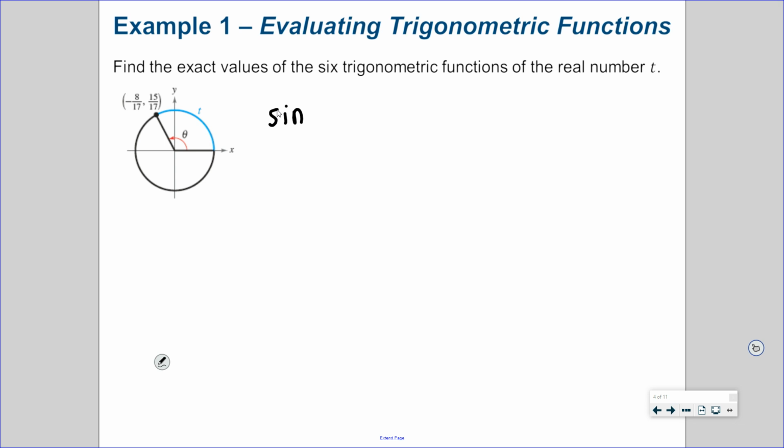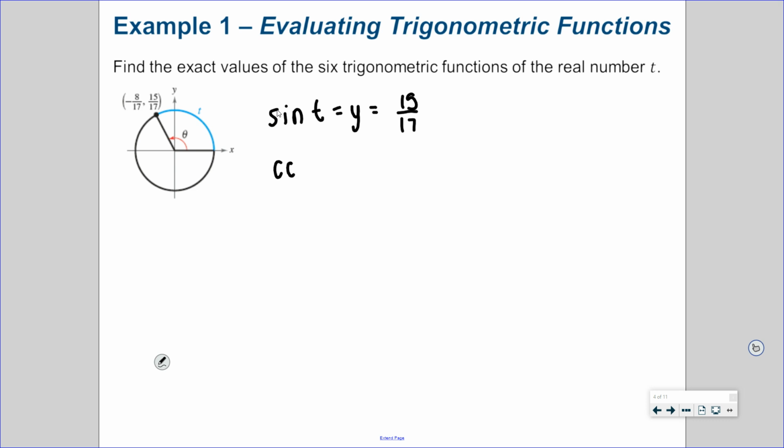We know that the sine of this angle, I'm just going to use t, sine is just whatever the y coordinate is of where it intersects my unit circle. What's the y coordinate here? 15 over 17. So that would just be 15 over 17. Done. Does it make sense that I have a positive y coordinate in that quadrant? Yeah, that makes sense, right?